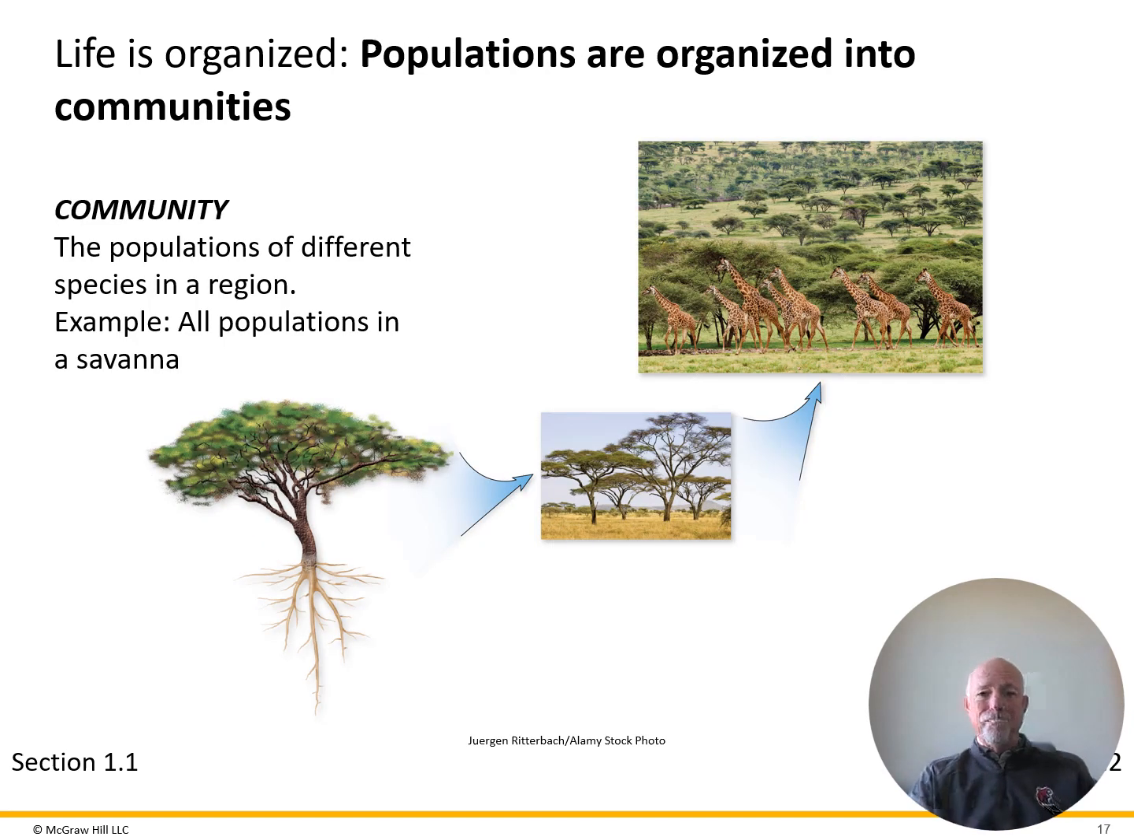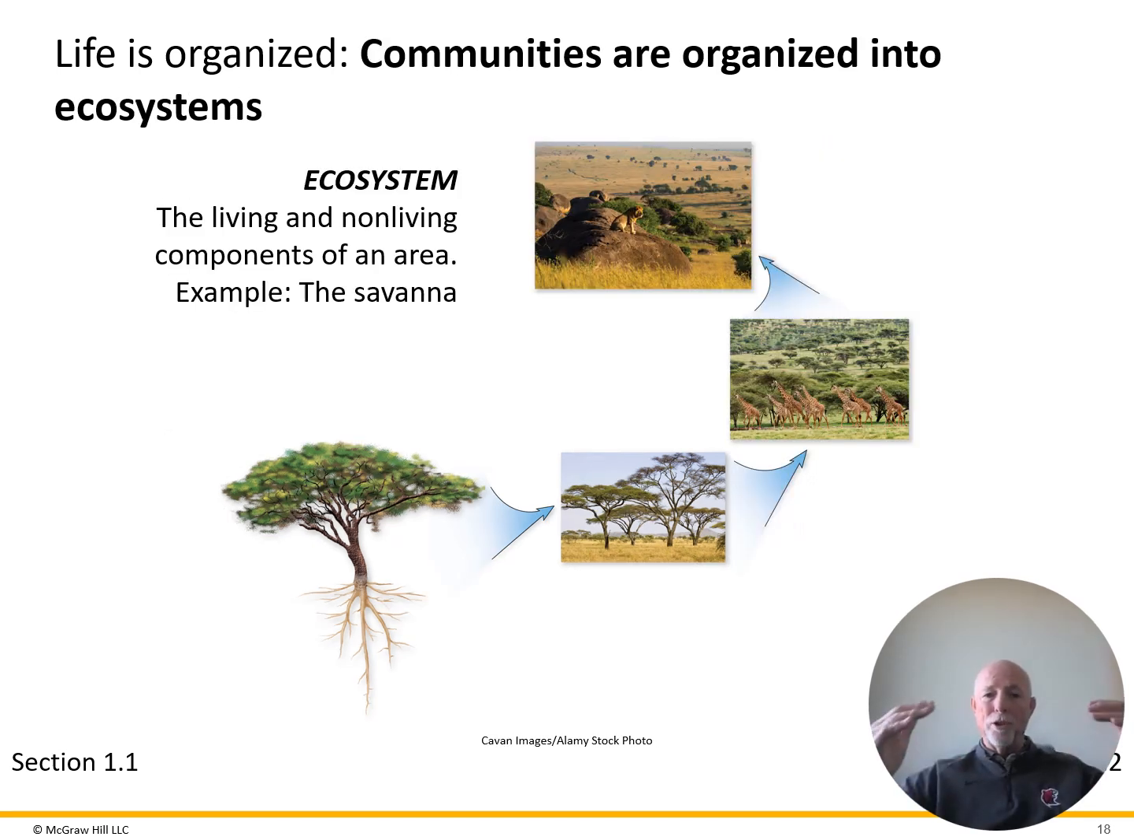We group populations into communities, which are multiple organisms, plants and animals, living in a certain area. And that's what we'll call a community. So we have populations, all the same organism or all the same species. We have communities, which is bigger and broader. You see what we're doing. We're building in complexity here.